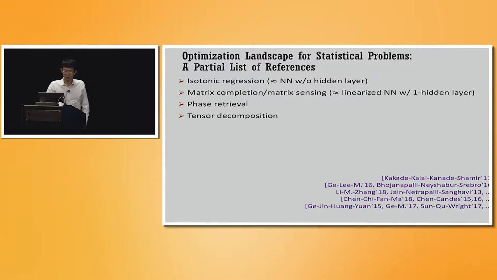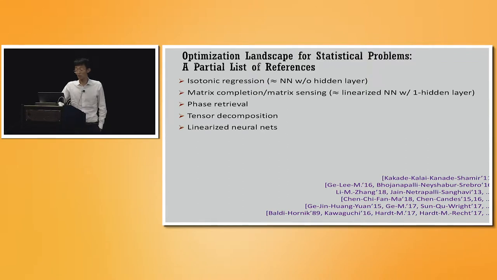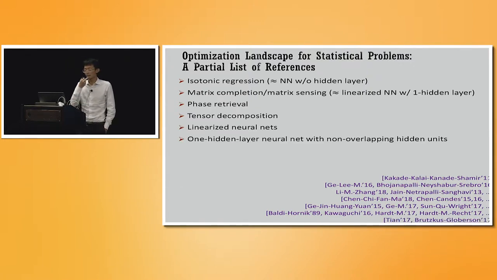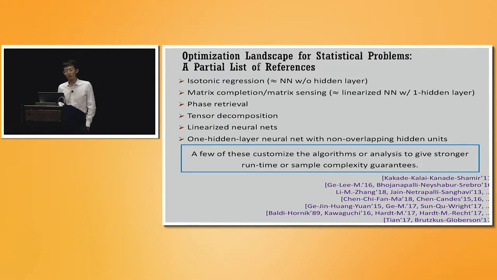There are results about tensor decompositions and also linearized networks, meaning you remove the activations from the neural nets. It's still a non-convex objective if you have multiple layers, and there are analyses on the landscape of linearized networks. And there are also analyses on one hidden layer networks with non-overlapping units, meaning all the hidden units care about different parts of the input. In this case, you can also show that the landscape is good. So one of the points here is that a few of these references also customize their algorithm or analysis to give stronger runtime or sample complexity guarantees, better than what the generic optimizer can offer.